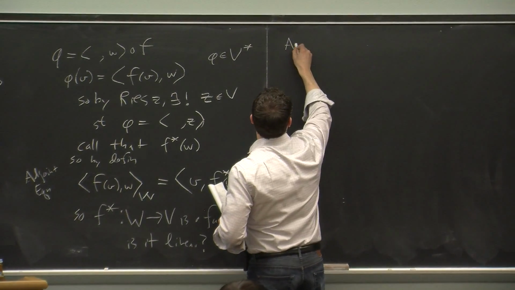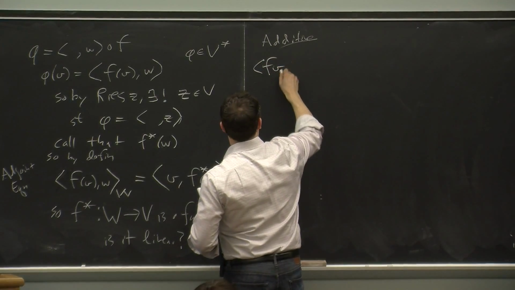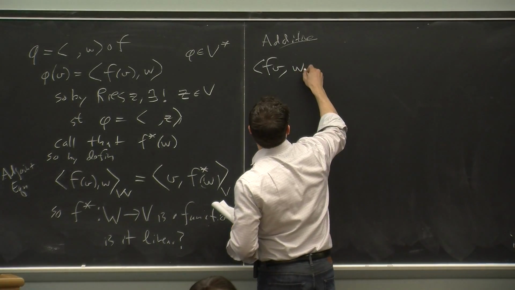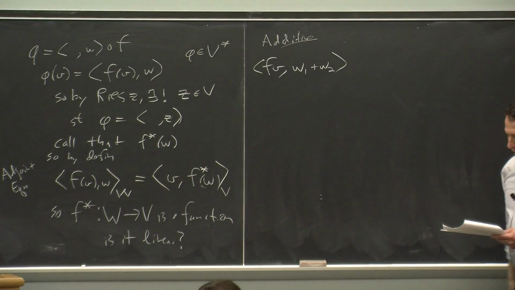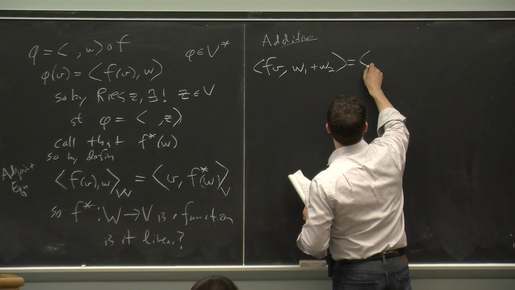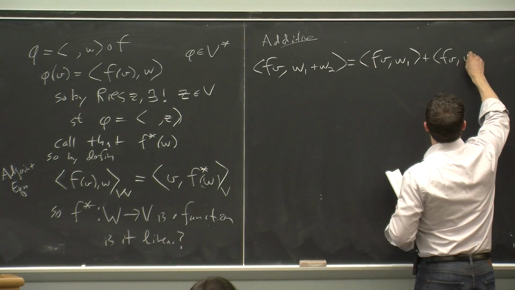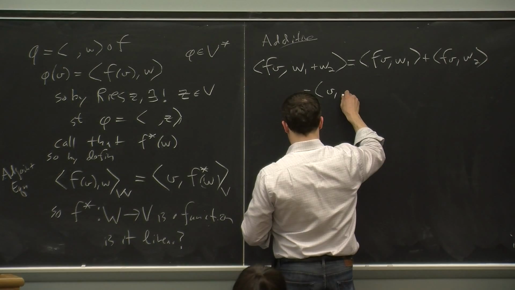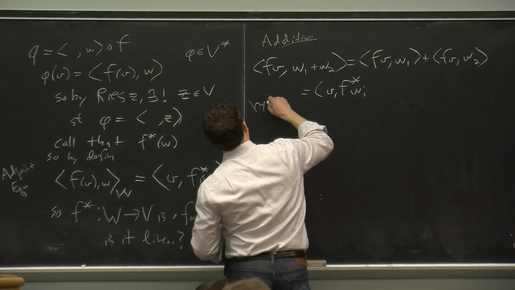So to show it's linear, we need to show that it respects addition and scalar multiplication. That is, F star is a map from W to V. So if I have two elements of W and I add them together, I want to show that I get the same answer. So by properties of the inner product, I can write this as F of v w1 plus F of v w2. That equals, by linearity, or by definition of this adjoint, this is by definition of F star.